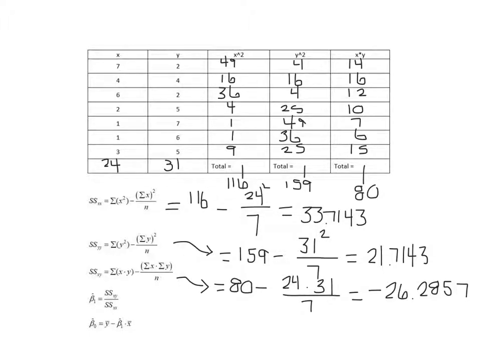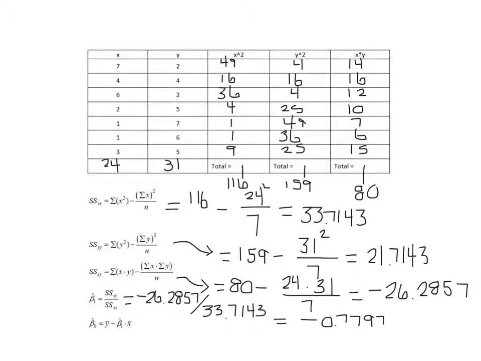So now to get our regression equation. First, the slope. We have to take the sum of our xy's, which is the negative 26.2857, and divide by the sum of our x squareds, which is 33.7143. And this number should also look familiar. We get a slope equal to negative 0.7797.